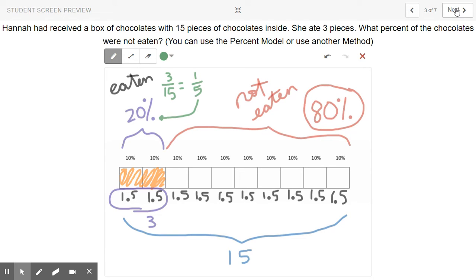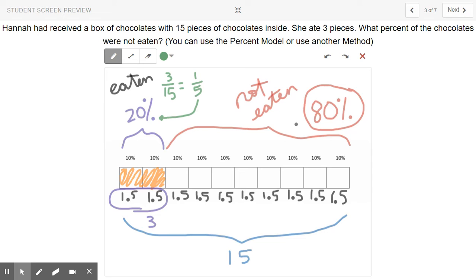Since she ate 3 pieces, I had to shade 2 boxes because 1.5 plus 1.5 is 3. This represents the 3 pieces that Hannah ate, and that equals 20% eaten. But the question's asking what percent of the chocolates were not eaten. So they're actually looking for this section here. Since the orange shows what's eaten, a non-shaded box is not eaten. So 80% of the box of chocolates was not eaten.